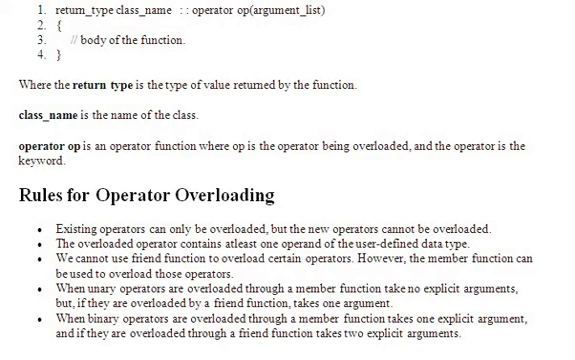When unary operators are overloaded through a member function, it takes no explicit arguments, but if they are overloaded by a friend function, it takes one argument. We'll see everything with example programs. When binary operators are overloaded through a member function, it takes one explicit argument. If you write the same program without overloading, we need to take two explicit arguments.